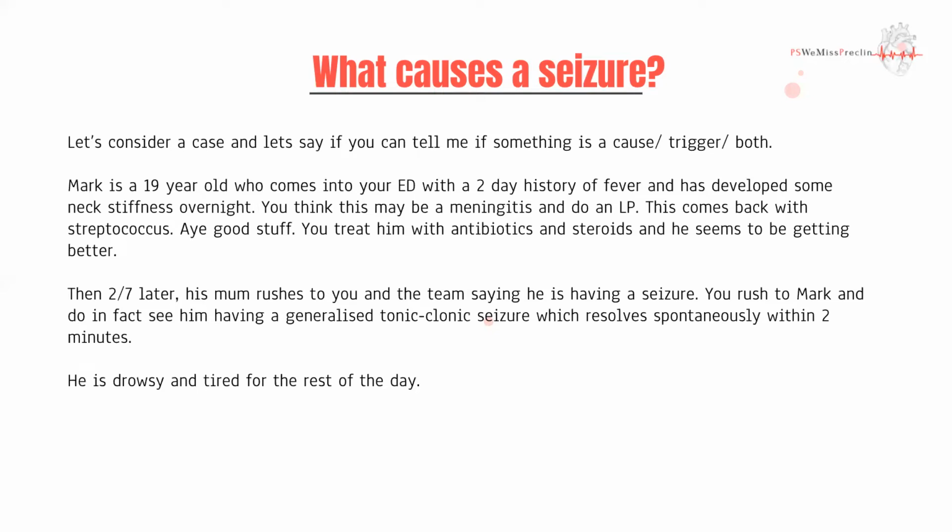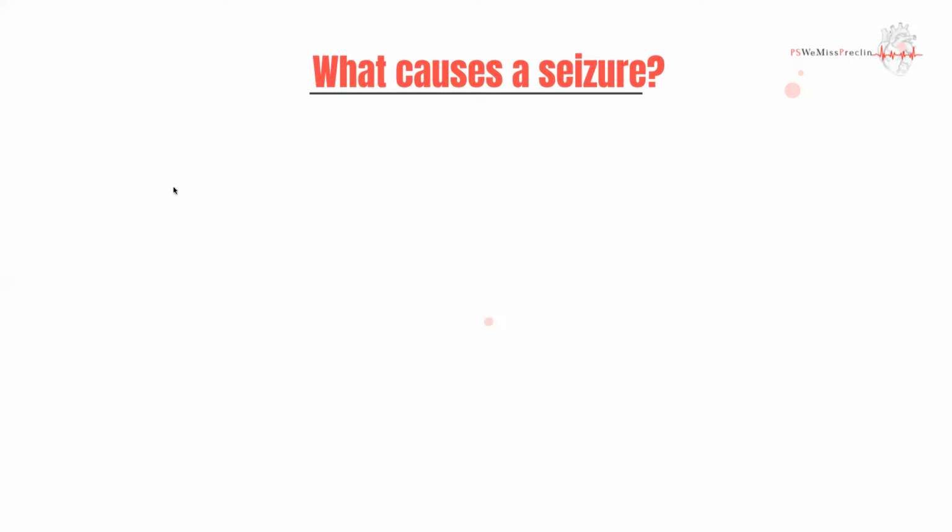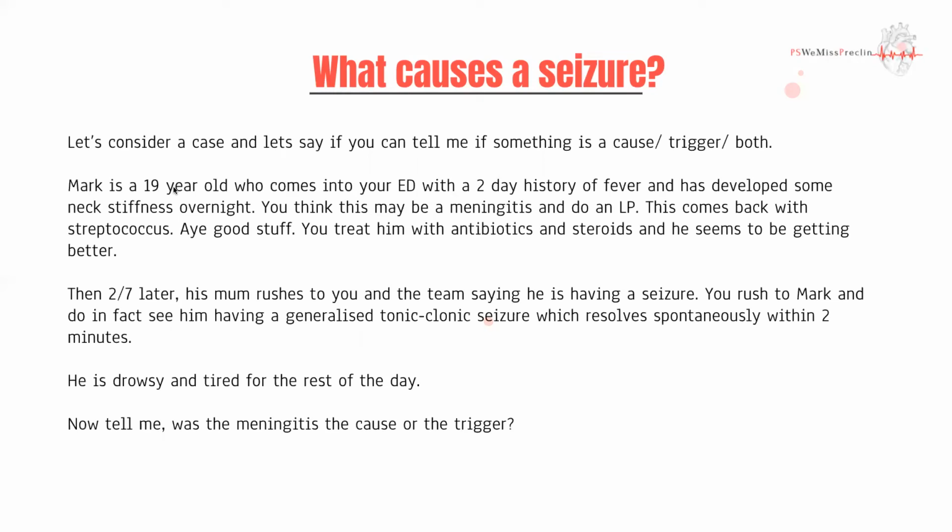But then 2 days later, while he's recovering, you get a page saying that he has a seizure, and you go to his room, and in fact, you do observe him having a generalized tonic-clonic seizure, which gets better within 2 minutes, and he seems to be really drowsy and tired for the rest of the day, although has no specific neurological findings. Now, my question to you is, was the meningitis a cause or a trigger? Now, going back to our basic principles, causes are usually pathological, and meningitis is pretty pathological. So I would say that meningitis is a cause.